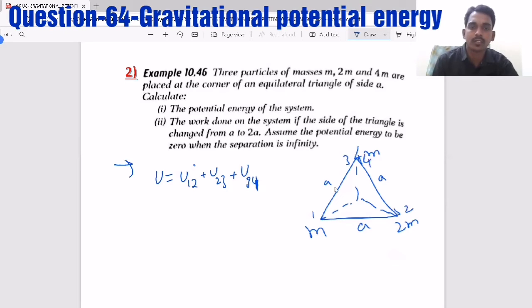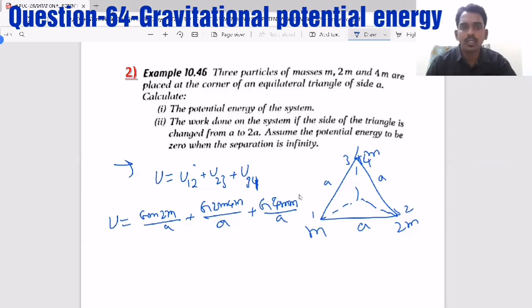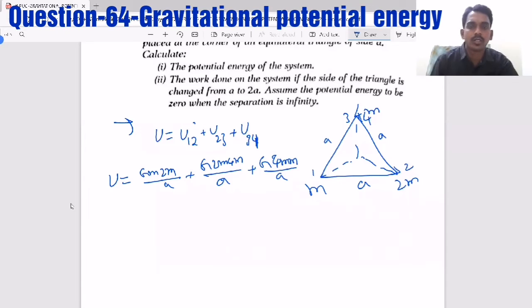This is 4m. Now, between 1 and 2 it is G m 2m by A. Between 2 and 3, G 2m 4m by A. Between 3 and 1, G into 4m into m divided by A. If you add all of them, then you will get the total potential energy. But one more question they asked on the same thing: the work done on the system if the side of the triangle is changed from A to 2A.